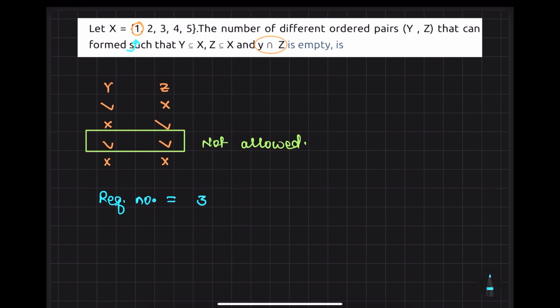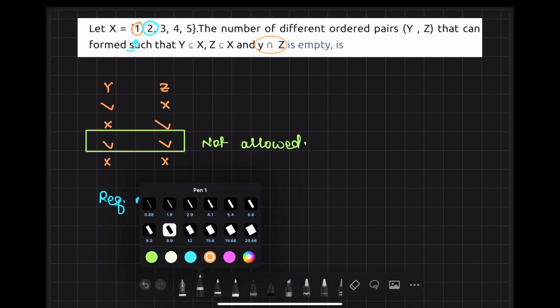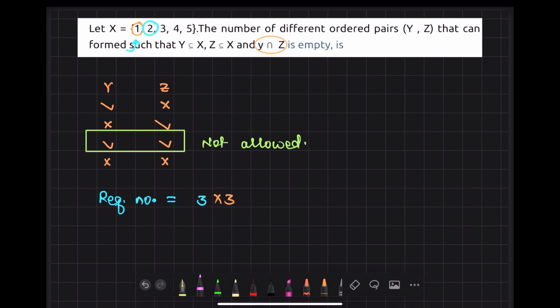No. Because you have to use all 5 elements. Right now you have used only element 1. Now think about 2. Corresponding to 2, how many choices do we have? Again 3 choices. Do you think your task is completed? No. Now you will talk about the element 3. Corresponding to element 3, how many choices do we have? 3. Do you think your task is completed? No. So you have to multiply.